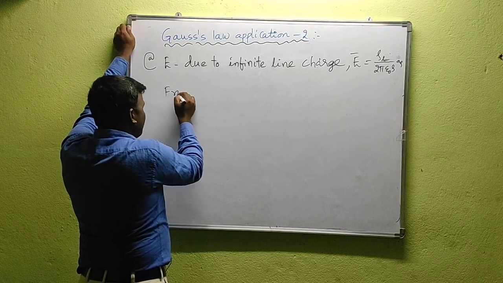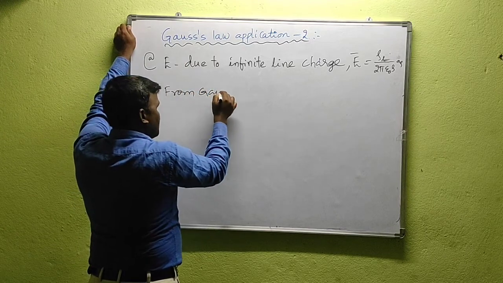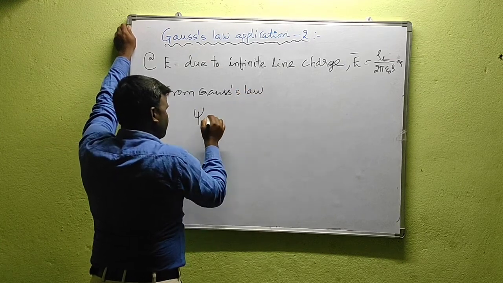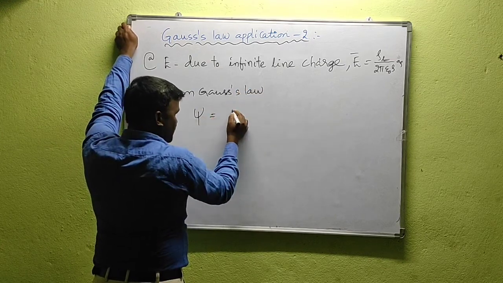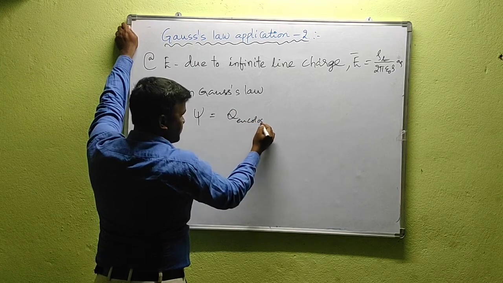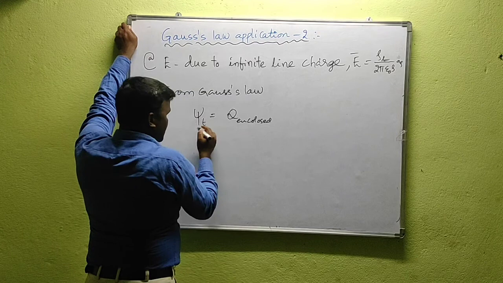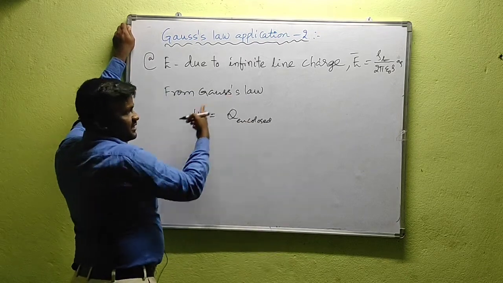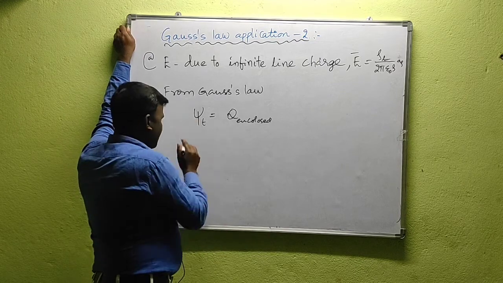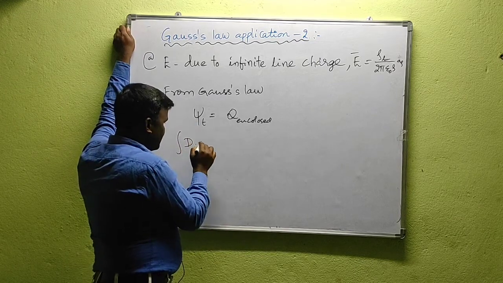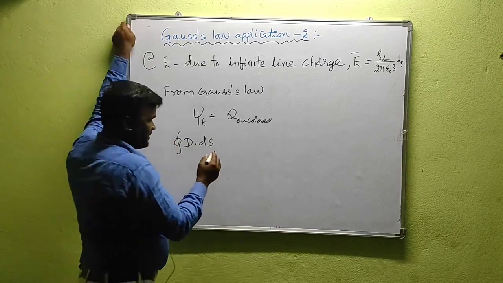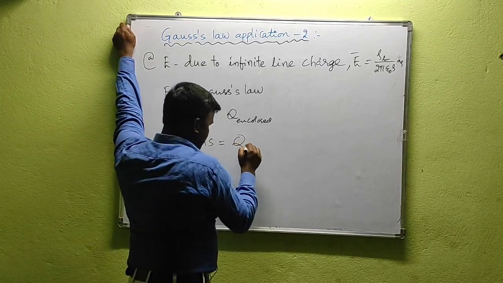From Gauss law, we have psi equal to q enclosed. Psi t equal to q enclosed. That is, total electric flux through a closed surface equals the charge enclosed by the volume. That is the Gauss law statement. Now write this psi in terms of the flux density, that is integral D dot dS equal to Q. Let us write this one as Q.